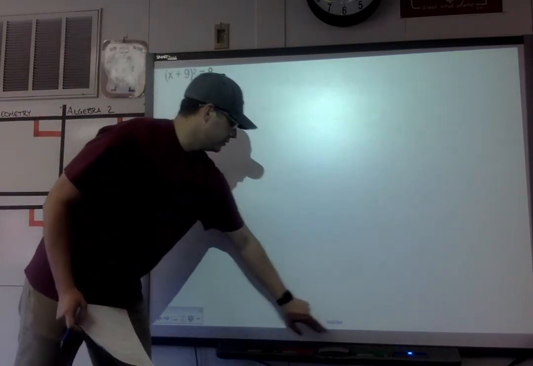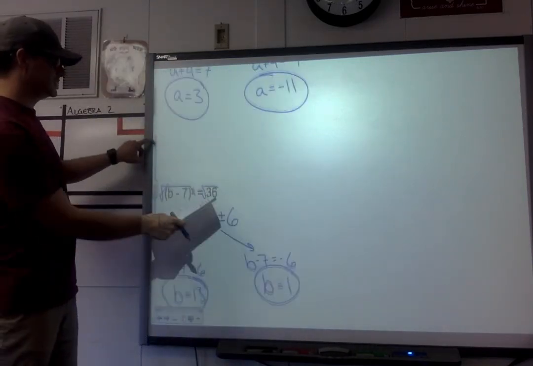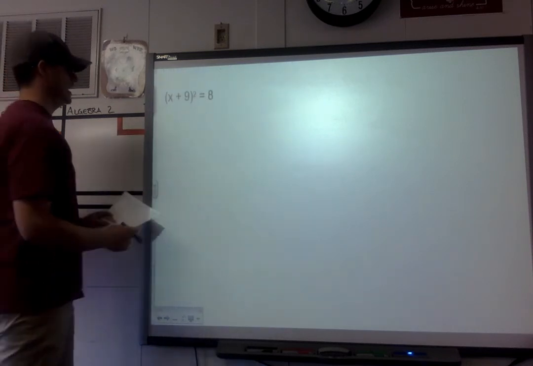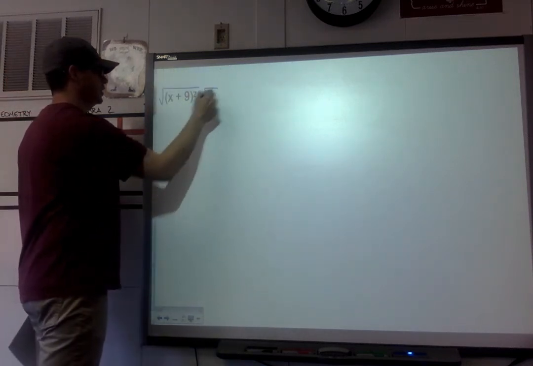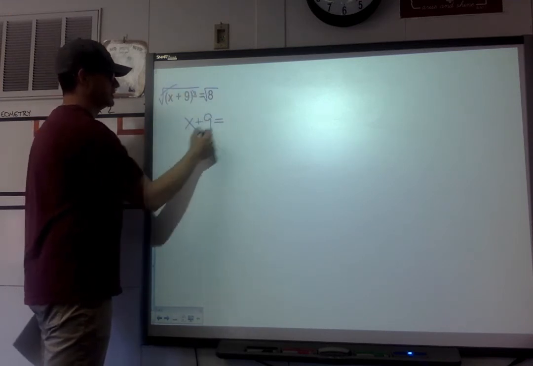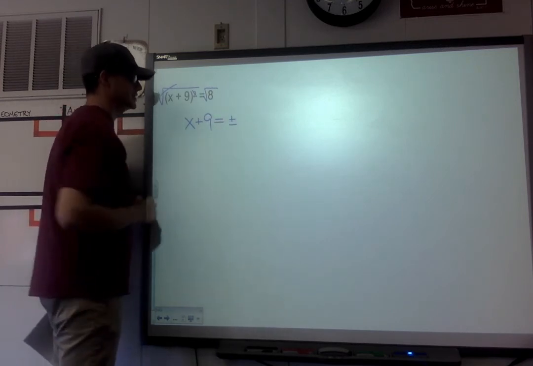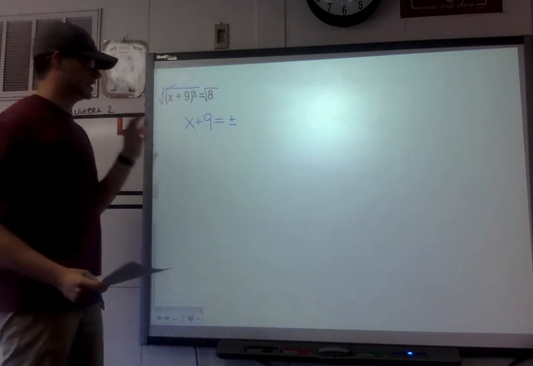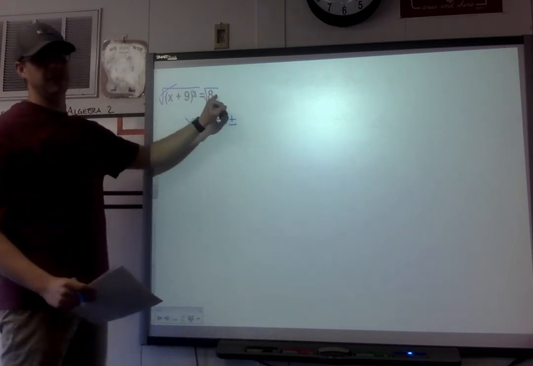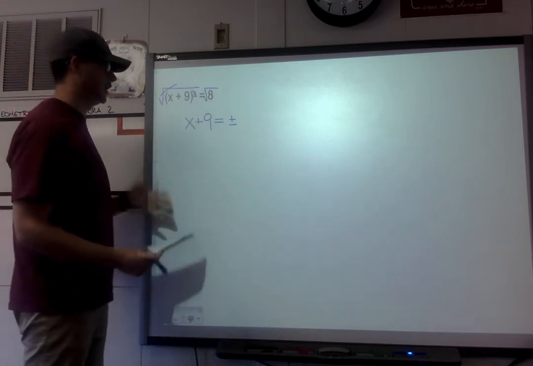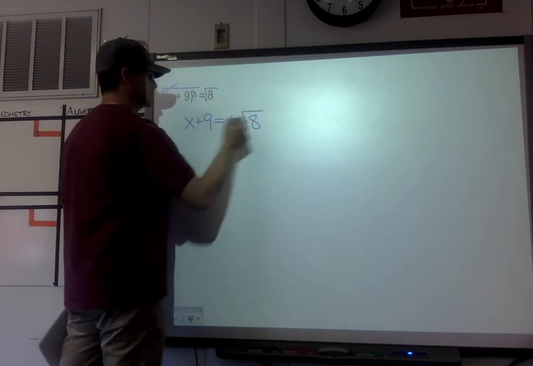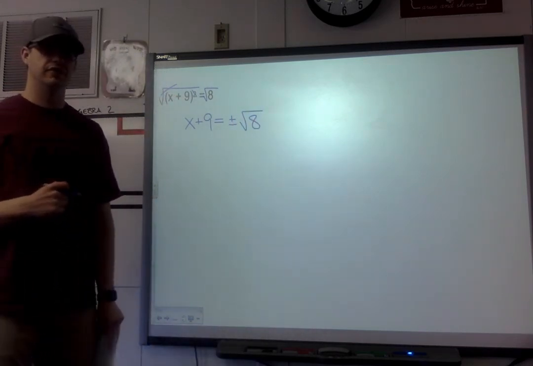Now, one thing you might run into, where they're not always going to be easy like this, where you're going to have perfect squares. So if we look here at this last one, when we take the square root of both sides, again, those cancel, x plus 9 is equal to positive or negative. In this case, we want to keep our answer as an exact solution. So that means we're not going to plug square root of 8 into our calculator and round it. We're going to keep it as x plus 9 is equal to plus or minus square root of 8.